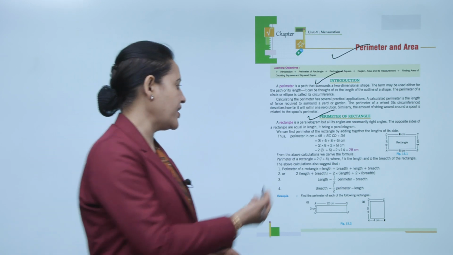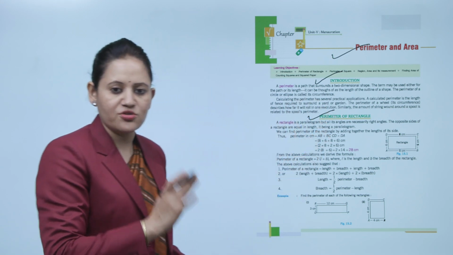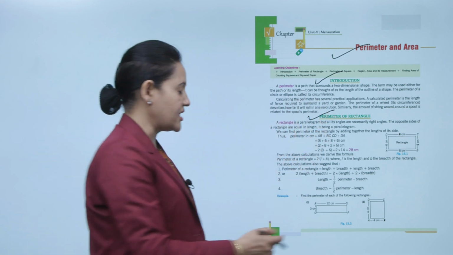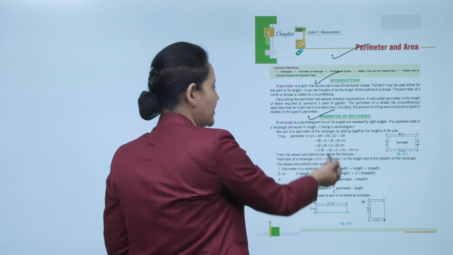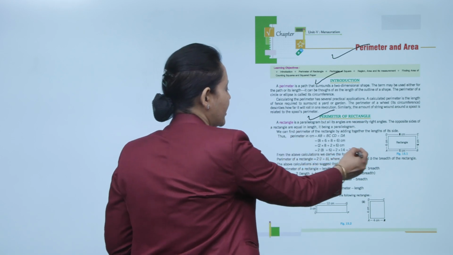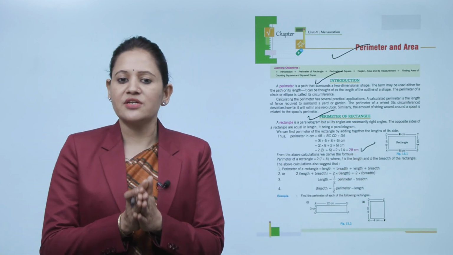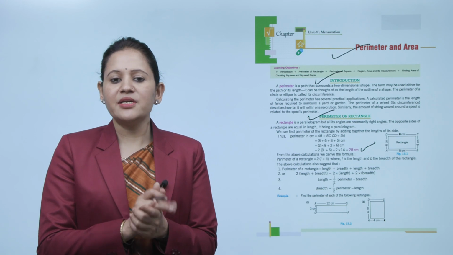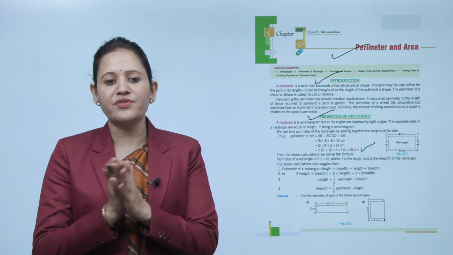8 comes 2 times, and 6 comes 2 times, so we can write 2 into 8 plus 2 into 6. We take 2 outside as common. So 8 plus 6, 2 into 14, that is 28 centimeters. So from the above calculation, we derived the formula: perimeter of rectangle equals 2(L plus B), where L is the length and B is the breadth of the rectangle.